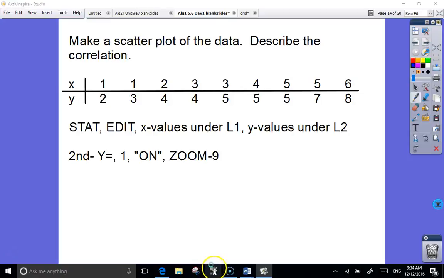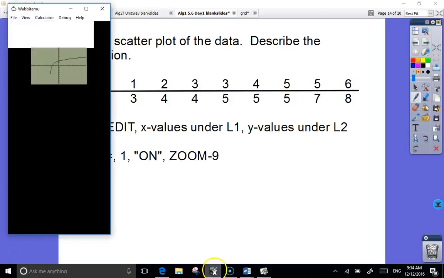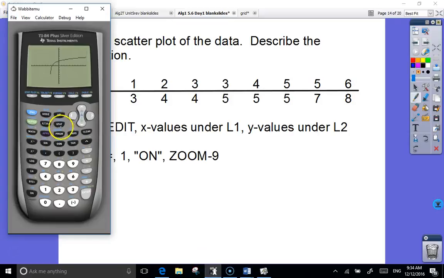If you want to know how to clear the points, you go like this. You go stat, edit, and if you have points in there, you arrow up into the top margin, and then hit clear, enter. That clears that. Or you could just hit delete, delete, delete until it clears, or you could just overwrite them.